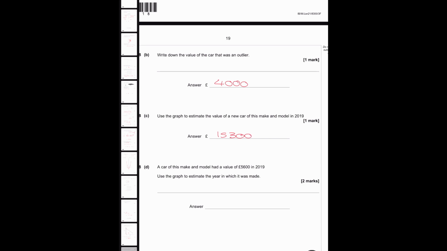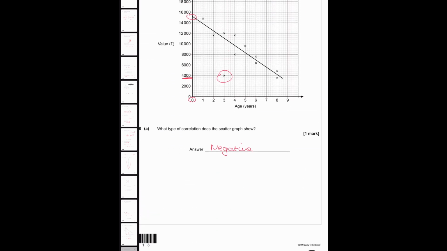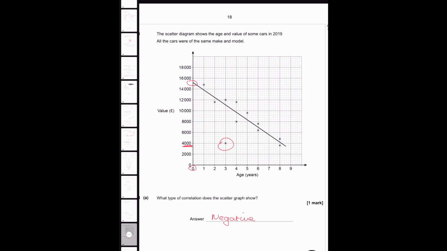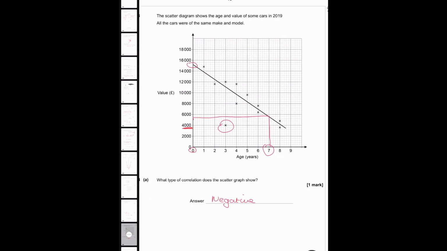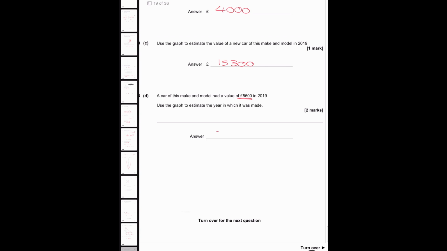The next part of our question says a car of this make and model has a value of 5,600 in 2019. Use the graph to estimate which year it was made. So let's go back to the graph. Let's find 5,600. Should be around here, go across to our line, and go down. We get an age of roughly 7 years. If the car is 7 years old in 2019, that means it must be made in 2012.